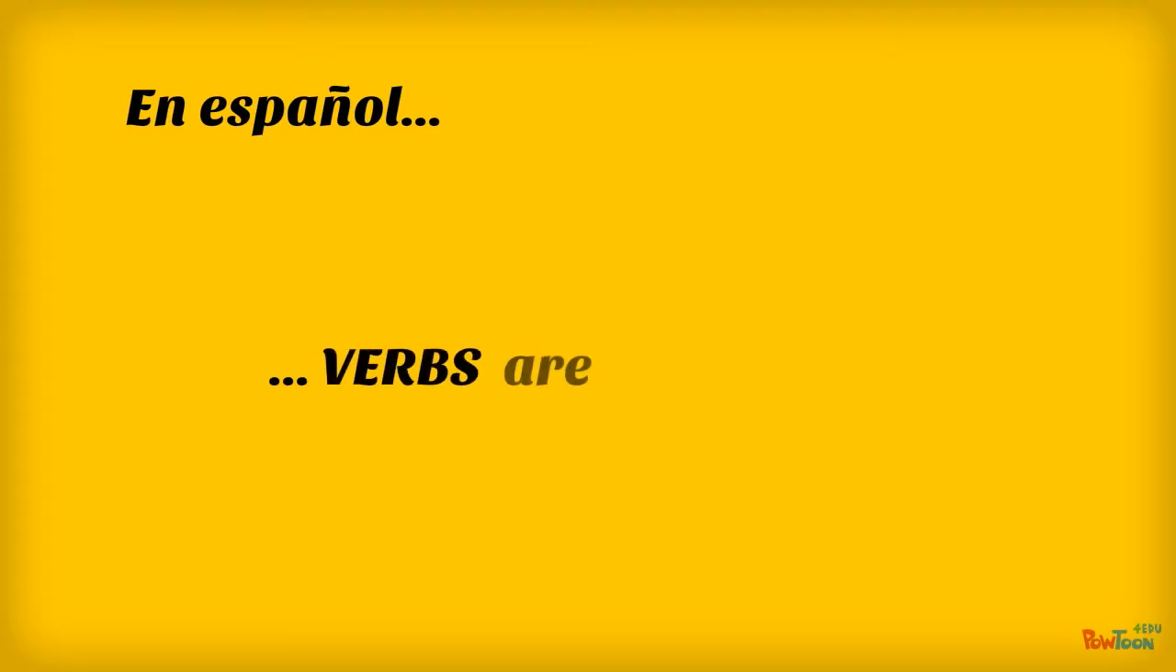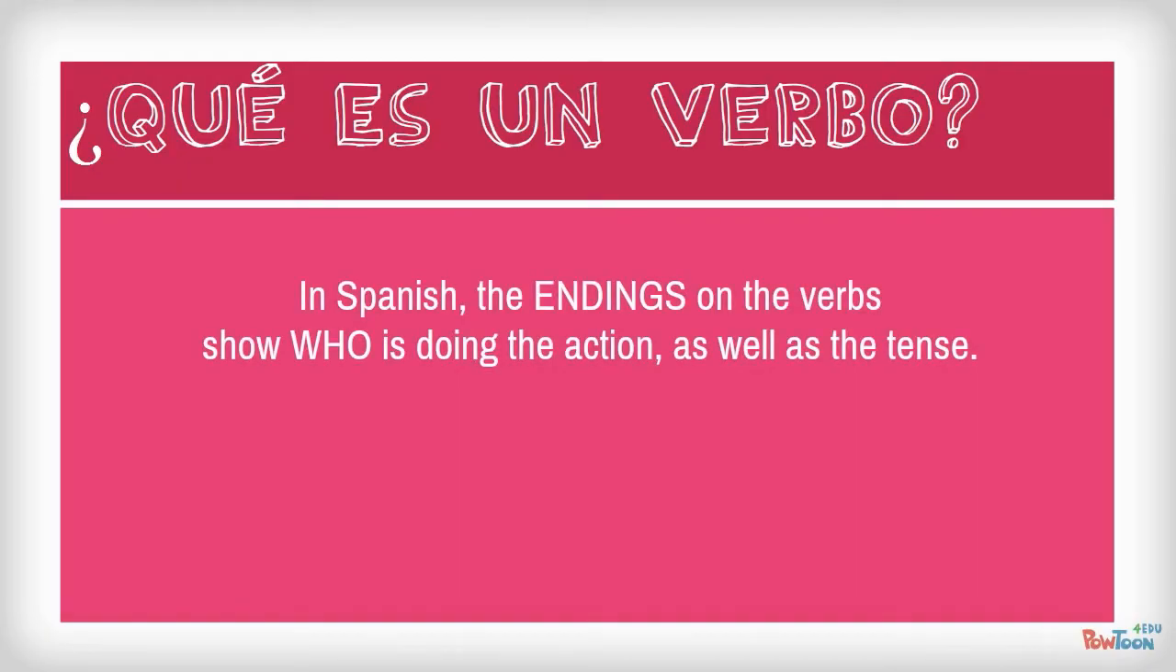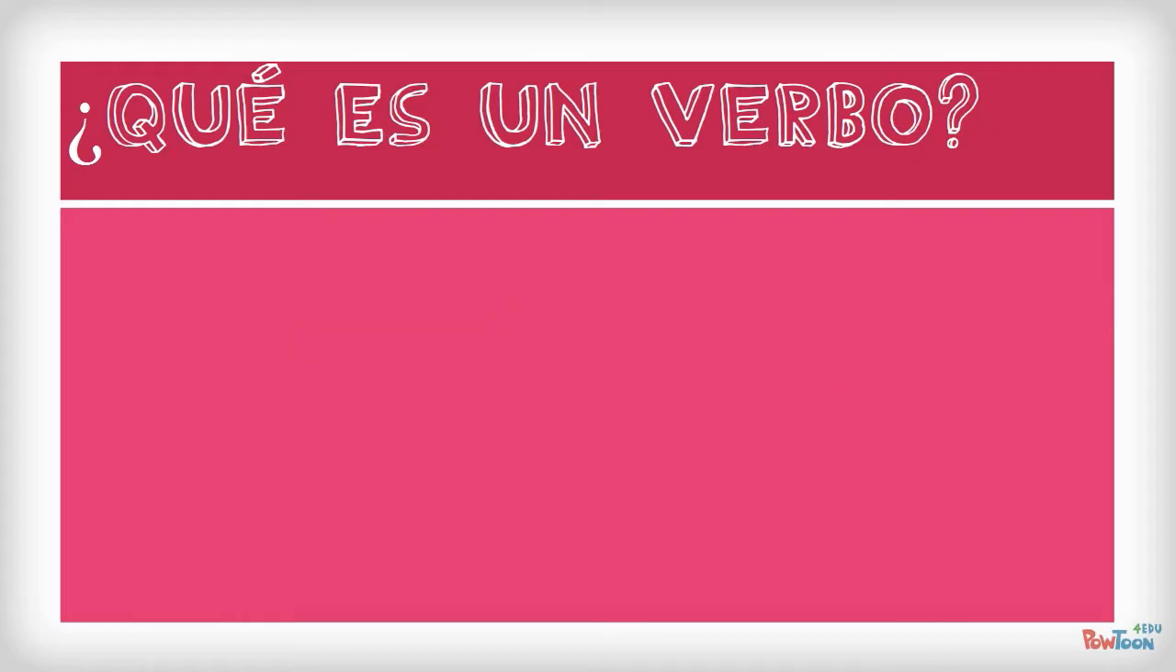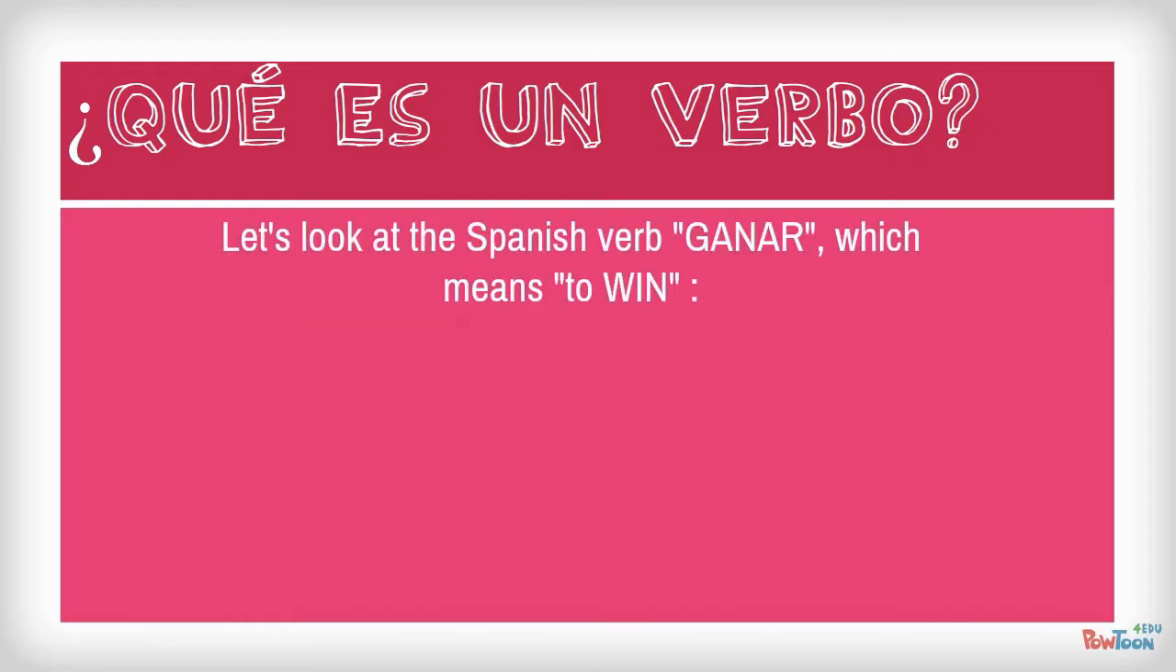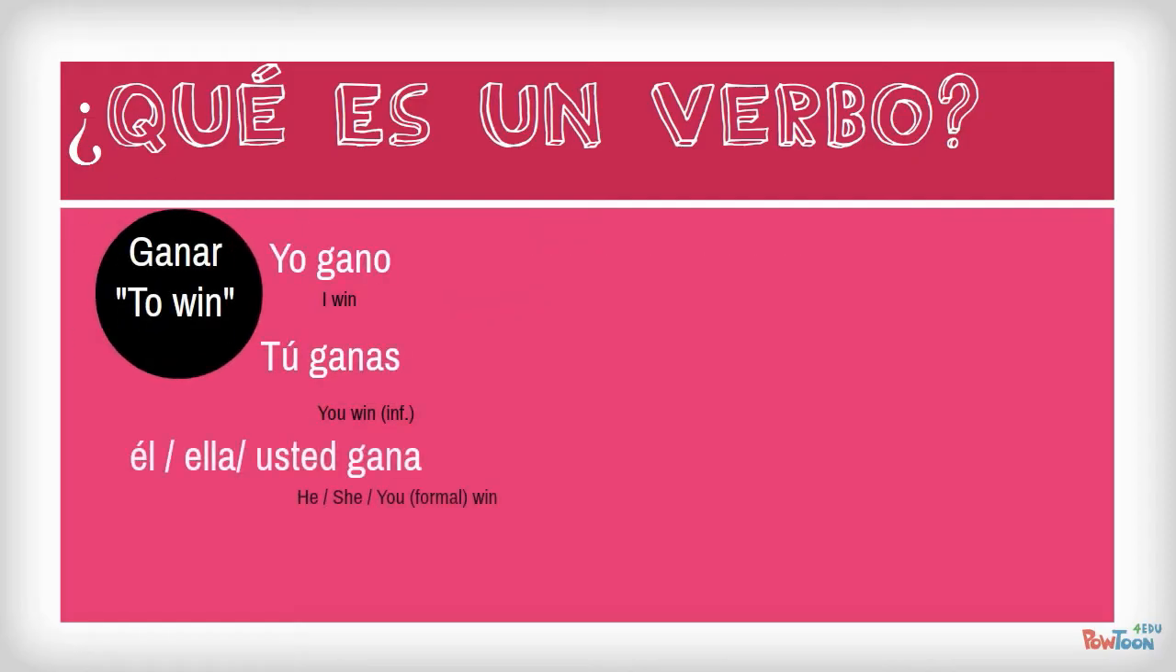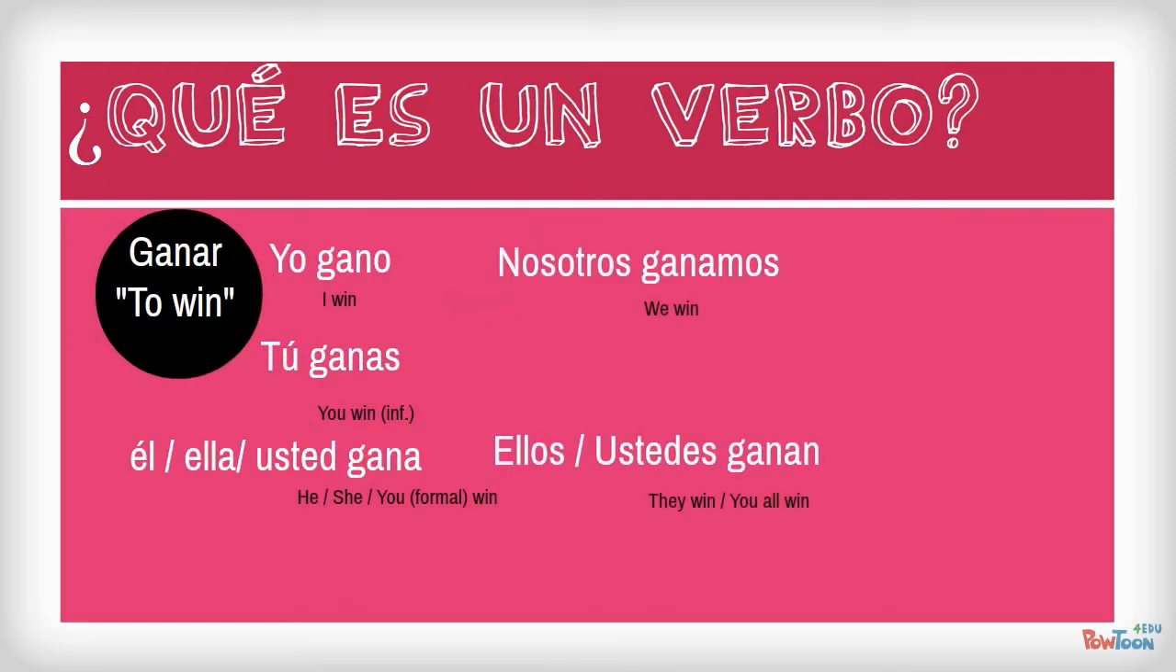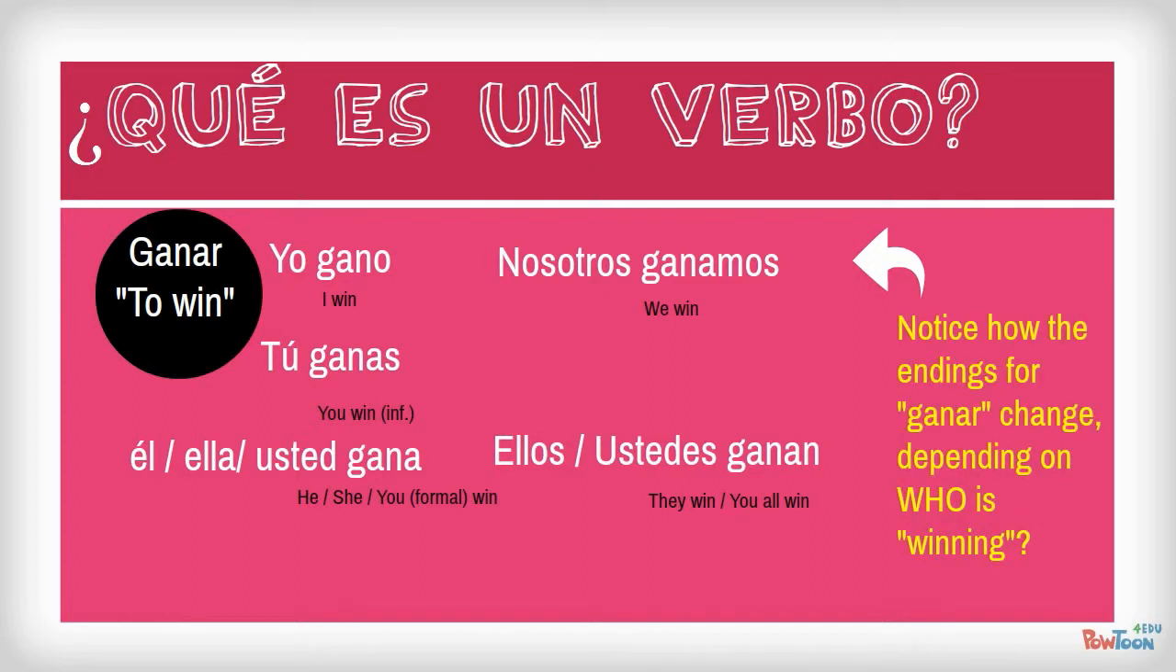En español, verbs are a little different. In Spanish, the endings on the verbs show who is doing the action, as well as the tense. So let's look at the Spanish verb ganar, which means to win. Notice how the endings for ganar change depending on who is doing the winning.